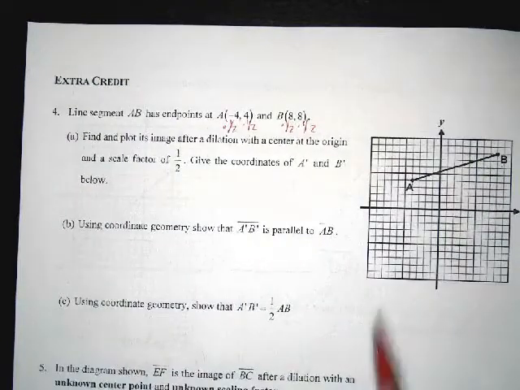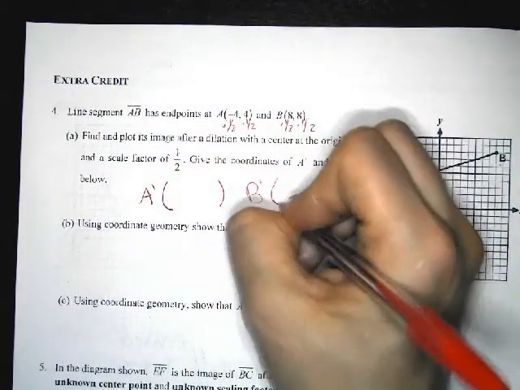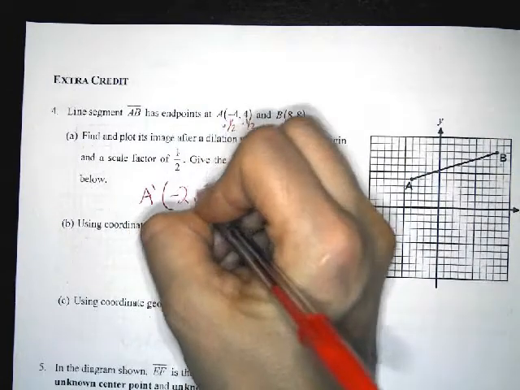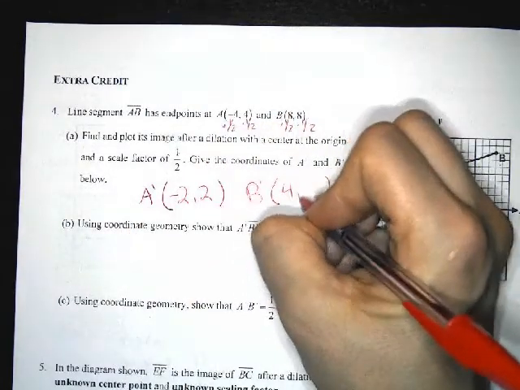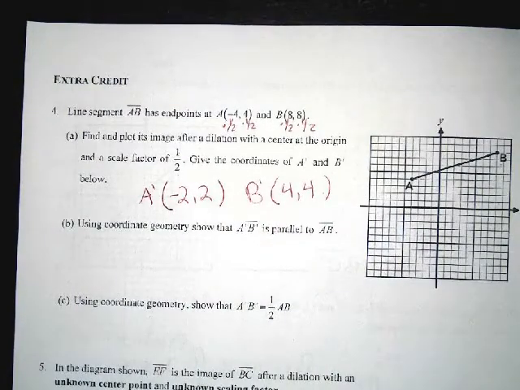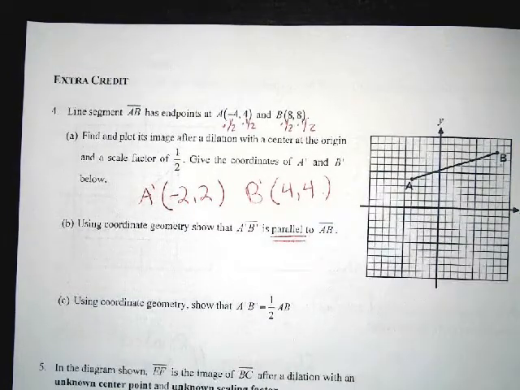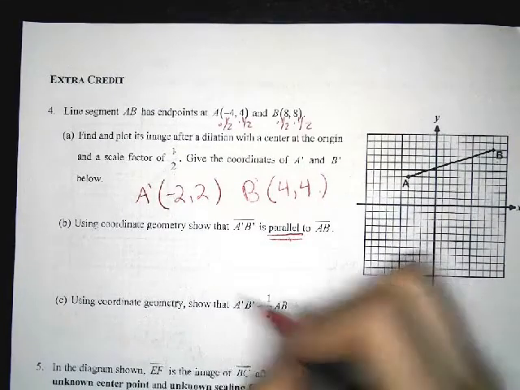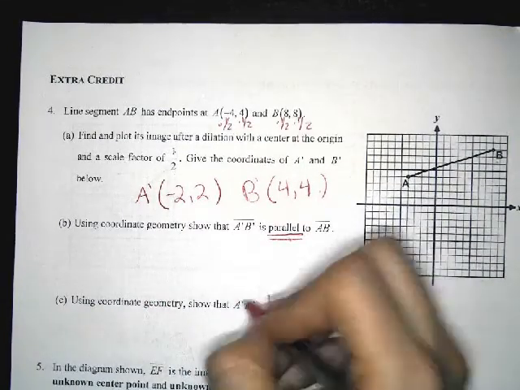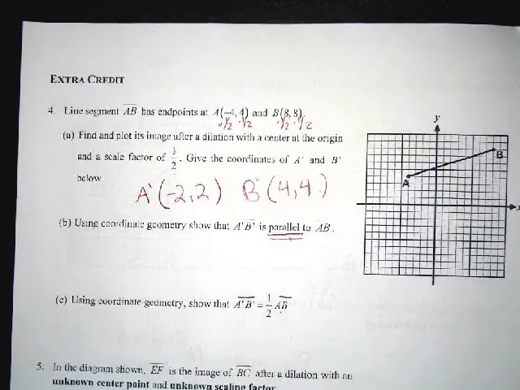Now the rest of this problem should be easy for you if you're attempting this as extra credit. So A prime would become -2, 2, and B prime would become 4, 4. You actually want to plot that on your grid. And then answer B, if we're showing that they're parallel, hopefully remember parallel means the same slope. If you're using coordinate geometry, show that A prime B prime is half of AB. Well, you need the distance formula to do that.